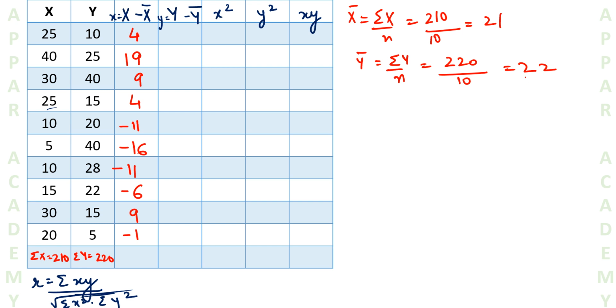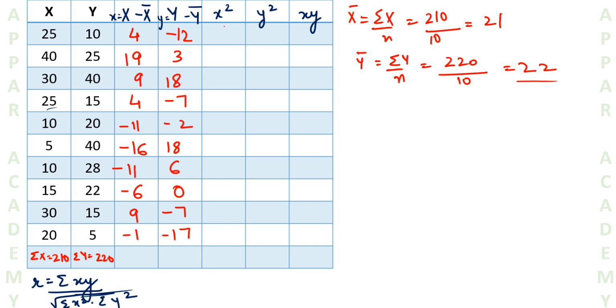So y minus y bar means all the observations of y minus 22. So 10 minus 22 is minus 12, 25 minus 22 is 3, 40 minus 22 is 18, 15 minus 22 is minus 7, minus 2, 18, 6, 0, 15 minus 22 is minus 7, 5 minus 22 is minus 17.